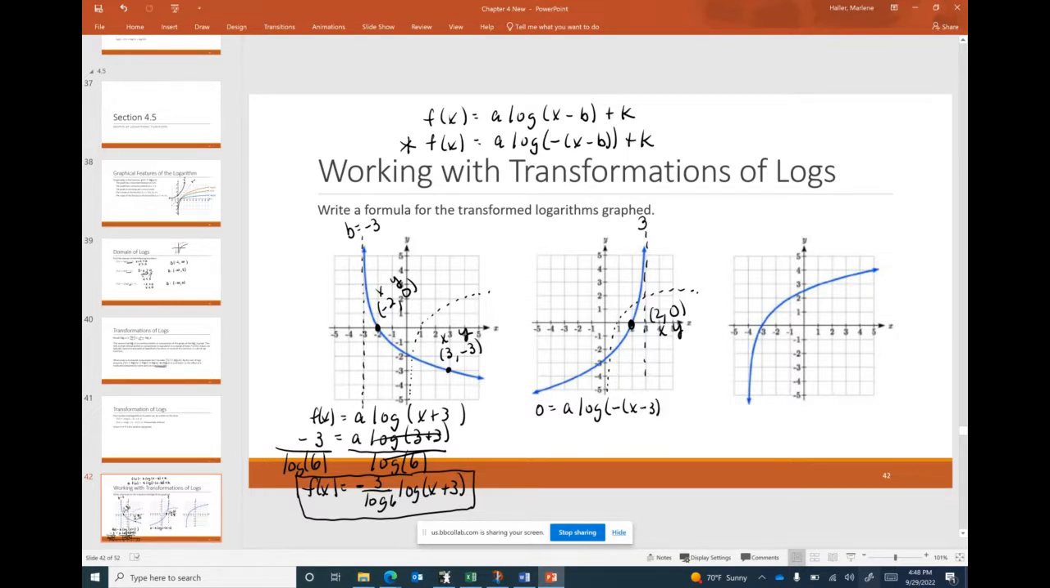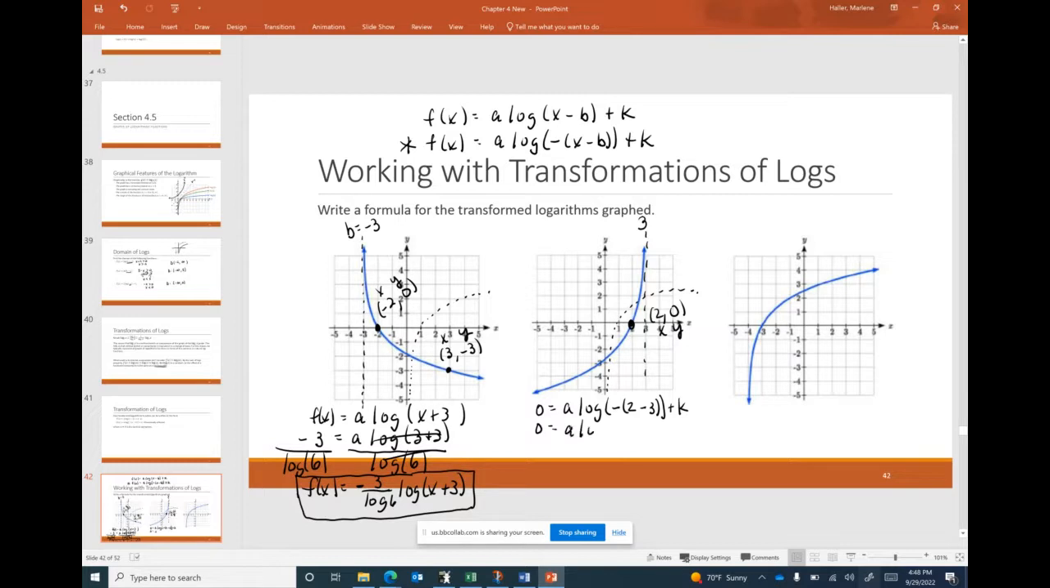Right, that's our, and then plus k. What am I doing? I forgot to put my x in there. My x is 2, so it's going to be -2 minus 3. There we go. All right, let's just simplify.